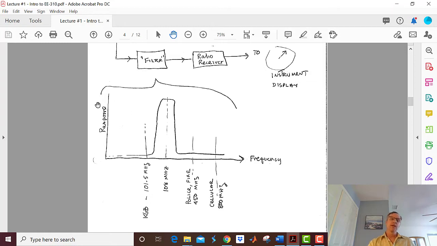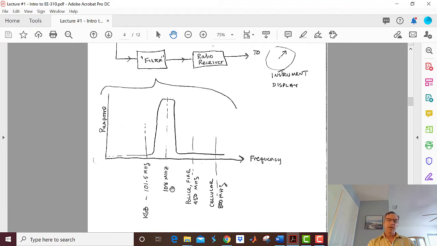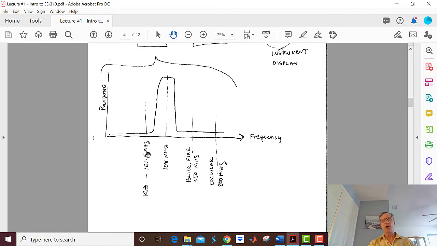The way we describe a filter is we have frequency on one axis and response on the other axis. When we get into chapter 14, you're going to see a lot of plots that look like this. And so this shows that the filter passes some frequencies, but it doesn't pass other frequencies. Let's take a look. Here's 108 megahertz, which is what this receiver is trying to receive from the transmitting station in Julian. So good. The VOR signal that has the navigation information gets through, but KGB FM gets filtered out. See that? It doesn't get filtered out all the way, but it gets down pretty far.